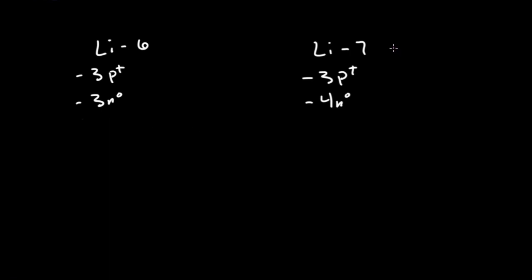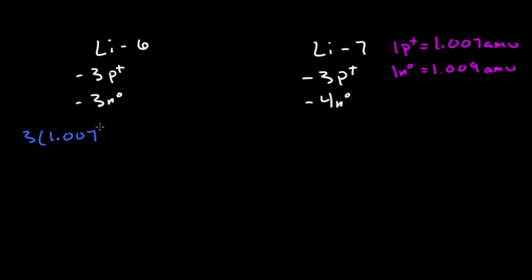And so the mass of one proton is going to be about 1.007 atomic mass units. And the mass of one neutron is going to be 1.009 atomic mass units. And so what we'll do is we'll figure out the atomic masses of each of these. So let's take that we got 3 protons, and the mass of just one proton is 1.007. And if we multiply those together, we'll get 3.021.